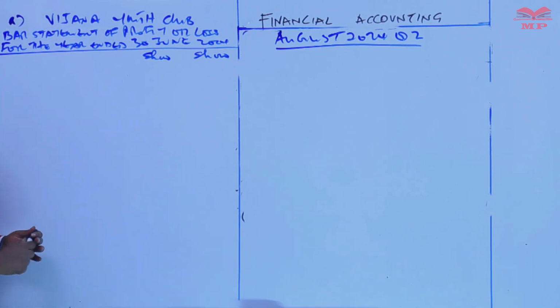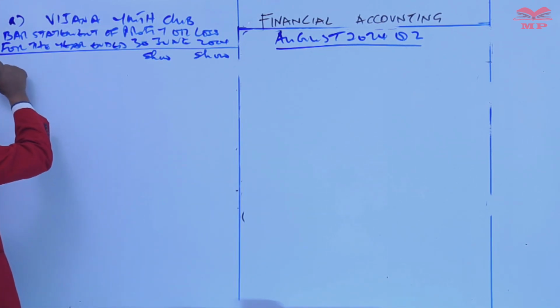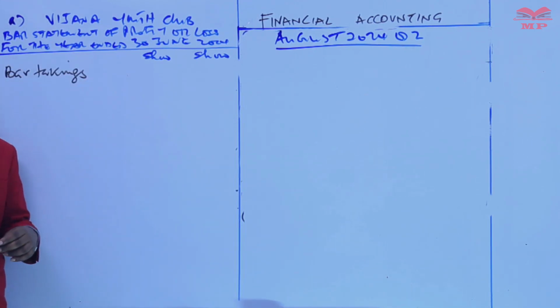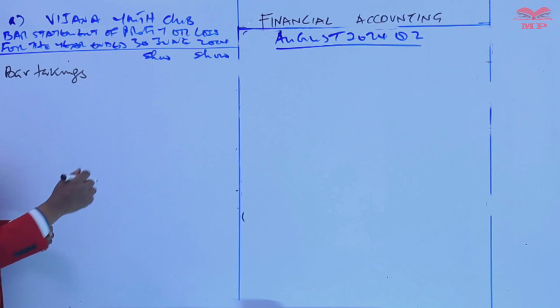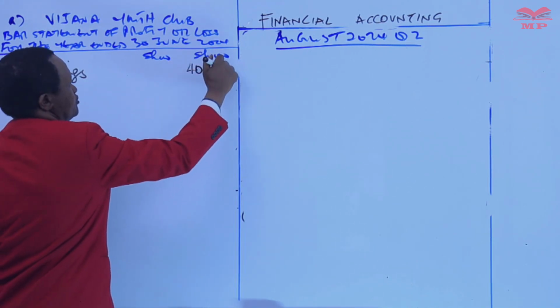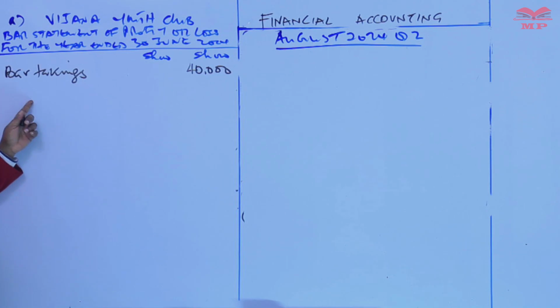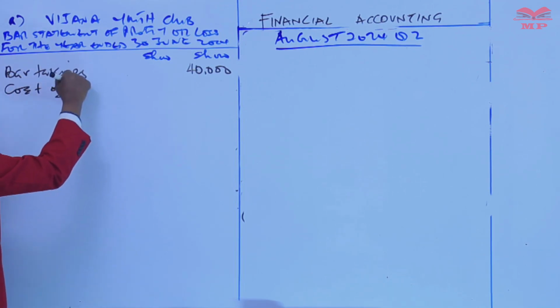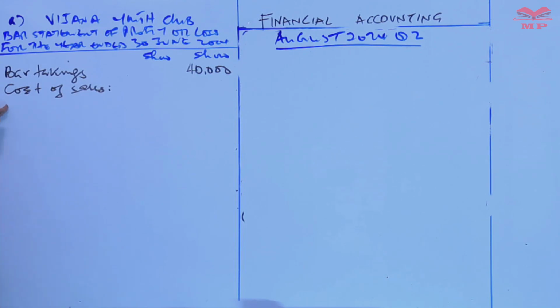So we begin with the bar sales or bar takings. What is the bar takings? From the receipts and payment, the bar takings is 40 million. This is sales. Then we need to calculate the cost of these sales. Cost of sales. How do we calculate cost of sales? We take the opening stock plus purchases less closing stock.